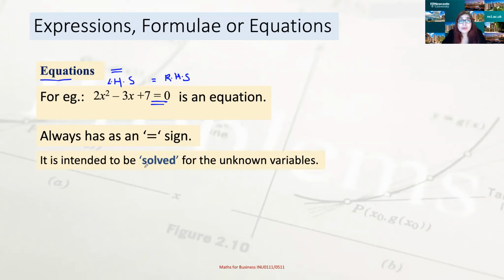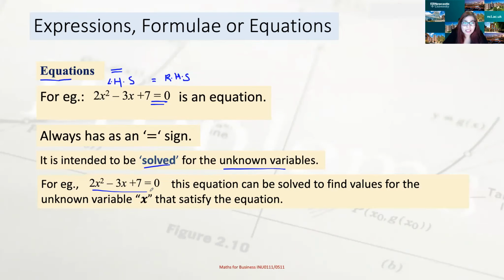And it is always used to solve for an unknown variable. For example, in our quadratic equation here, we are trying to solve for the value of x, so we can find the value of the unknown variable x that satisfies this equation. So whatever value you obtain by solving this equation should satisfy the equation.